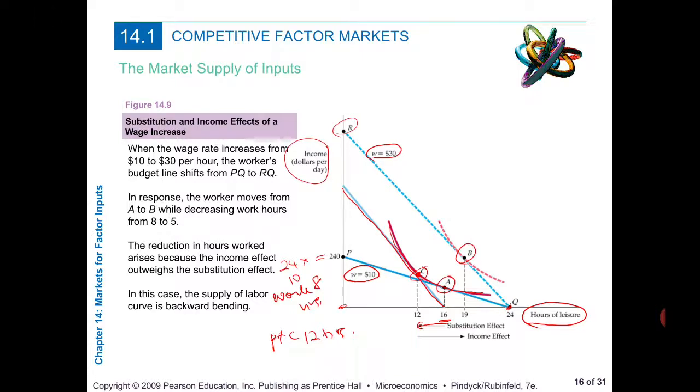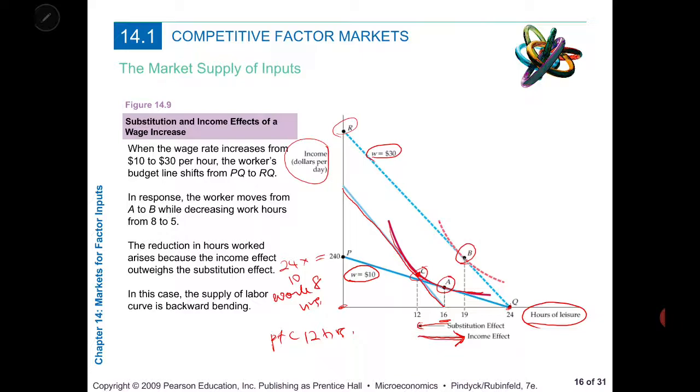Okay, how does this happen? It's because you take that 24 hours and that 30, and so this is actually your new budget line. This is the new budget line with the higher income that you earn. We call this the income effect. From C to B is actually the income effect, because you are in reality earning a higher income. So this is where you should be.